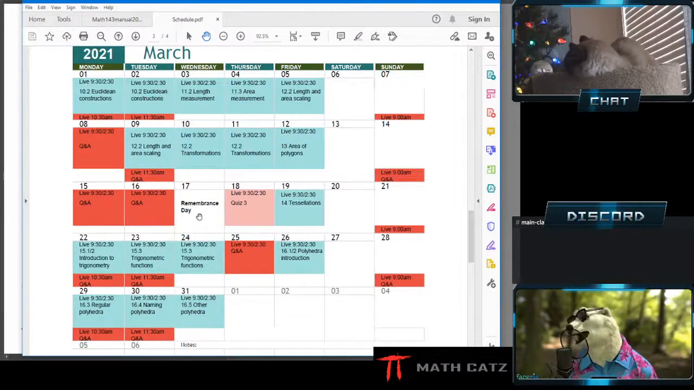Funny story, I copied the previous semester's calendar and modified it for this one, and you see Remembrance Day made its way all the way through to this semester as well. Obviously, that's not an actual holiday this month. We are just going to have more Q&A time. So the more, the better, leading us into quiz 3. With all the question and answer time, there is no excuse to not master everything before quiz 3.